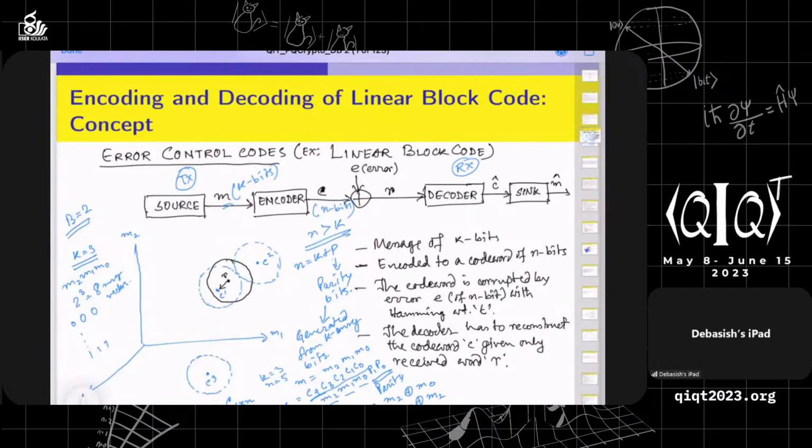To understand this concept, let us go through this figure. Suppose this blue circle is the position of my actual code words, like C1, C2, C3. These are the code words. And this black circle is the received word, which is affected by the error. So basically I can say R is my code word plus error. Now R is also a point in this vector space, so I can consider a sphere around the R.